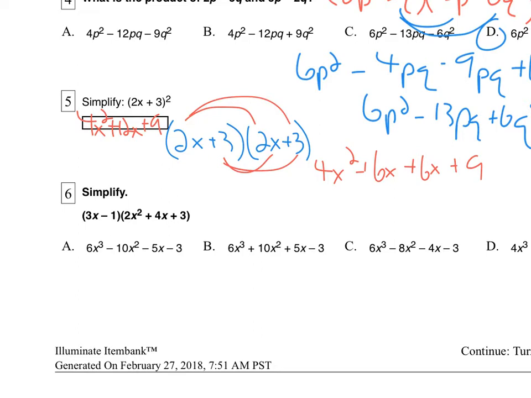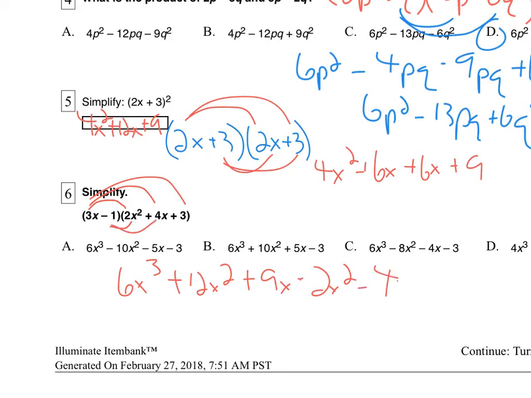times a trinomial. So you just go 3x times 2x squared is 6x cubed plus 12x squared plus 9x. And then you do the same thing with the negative 1: minus 2x squared minus 4x minus 3.